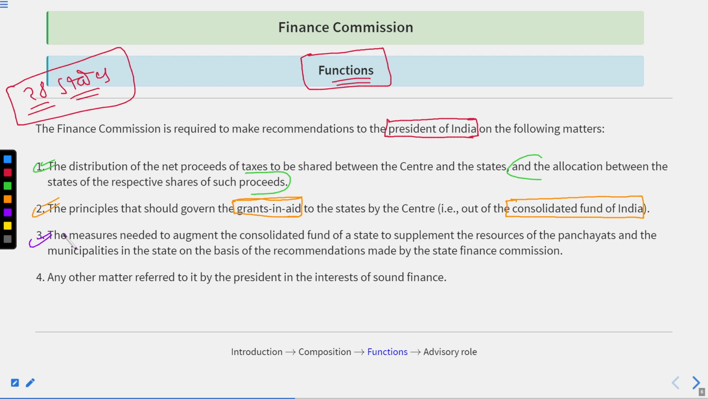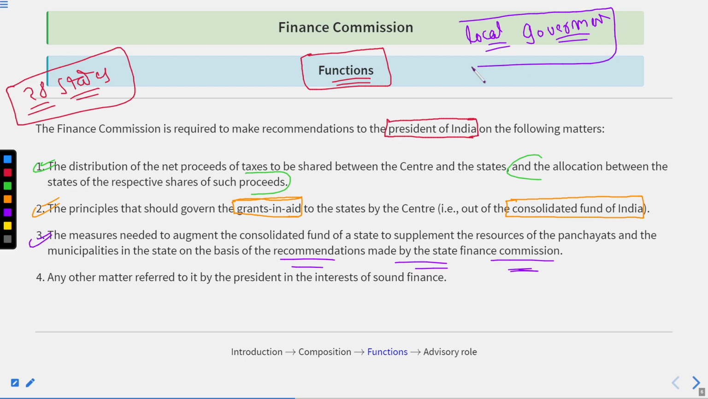The third is the measures needed to augment the Consolidated Fund of the State to supplement the resources of panchayats and municipalities in the state, on the basis of the recommendations made by the State Finance Commission. Municipalities and panchayats are part of the local government. All right. And looking after the financial health of the local government is the task of the State Finance Commission. So the National Finance Commission sometimes also looks at the recommendations made by the State Finance Commission in respect of local government, that is, panchayats at the rural level and municipalities at the urban level.